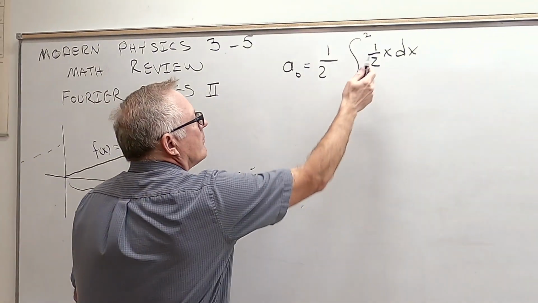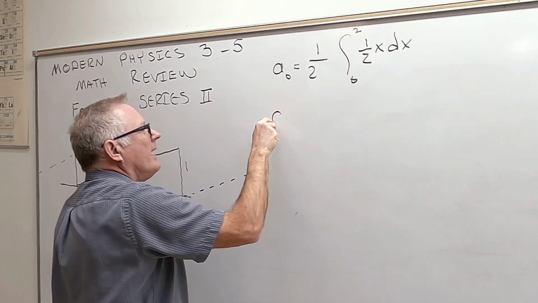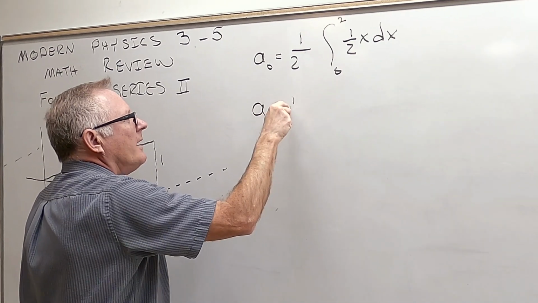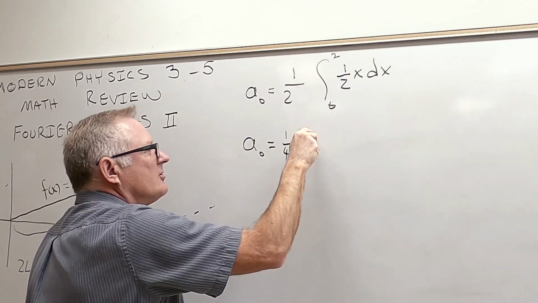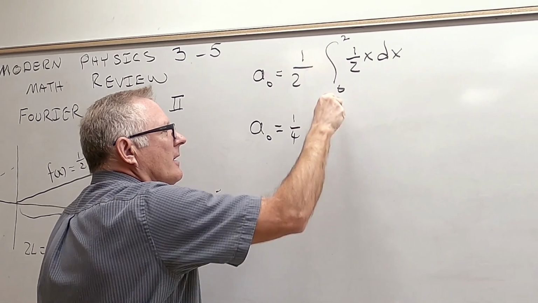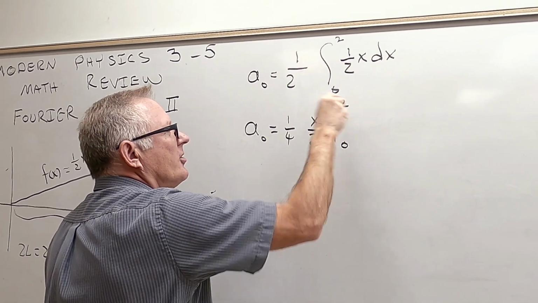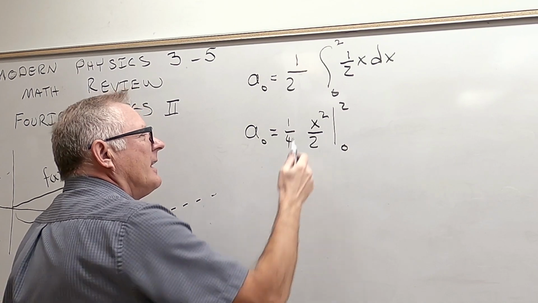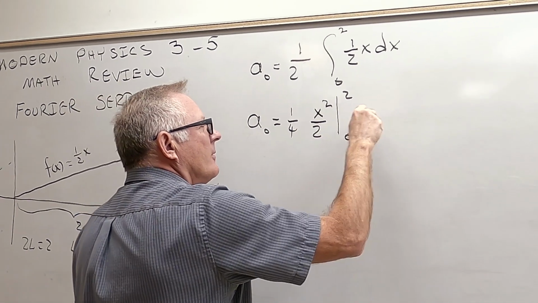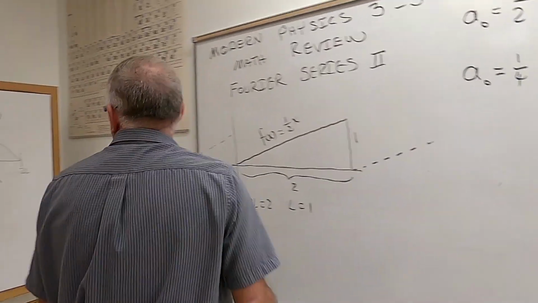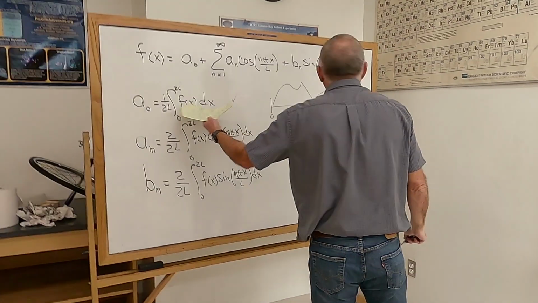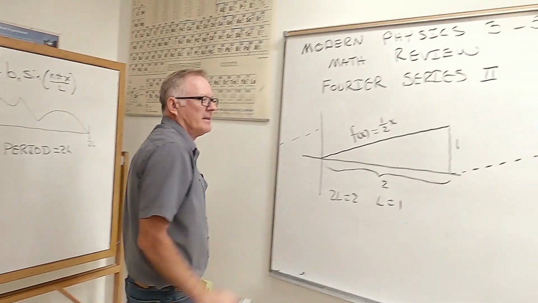I can pull this out in front, so A naught equals 1/4 times the integral of x dx, which is x squared over 2, evaluated from 0 to 2. That's just 4 over 8, which is 1/2. So we got the first one, A naught. It's going to be 1/2 for that picture right there.